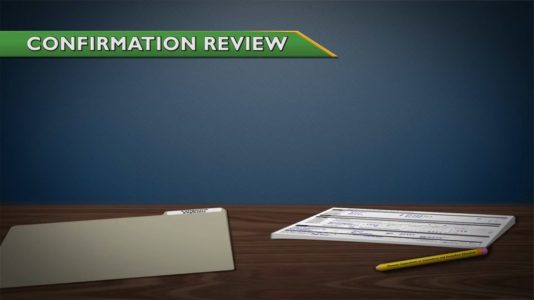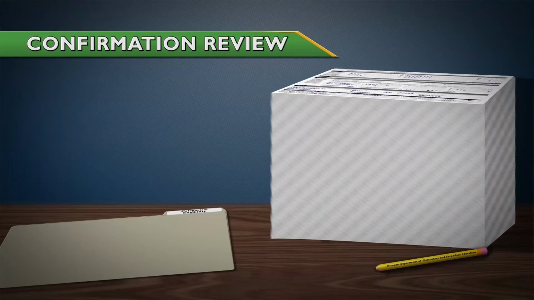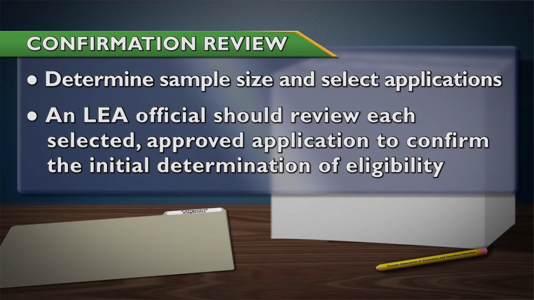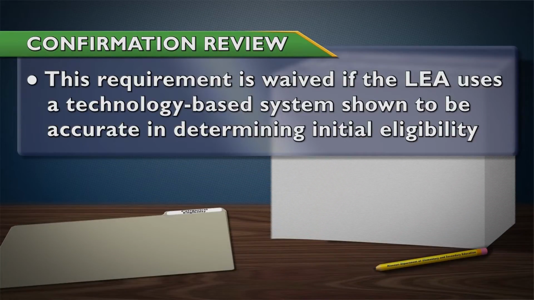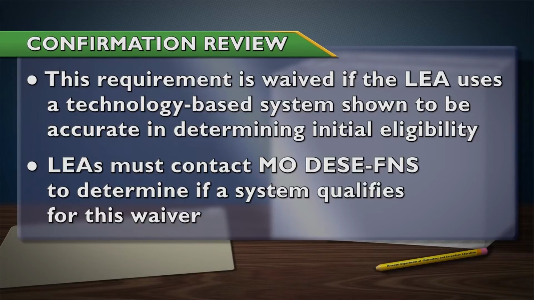Factors for confirmation reviews include: after the sample size is determined and applications are chosen, an LEA official must review each of the selected approved applications to confirm the initial determination of eligibility. This should be done by someone other than the determining official or verifying official. This requirement is waived if the LEA uses a technology-based system that demonstrates a high level of accuracy in determining initial eligibility. LEAs must contact the MoDESE FNS to determine if their systems qualify for this waiver.